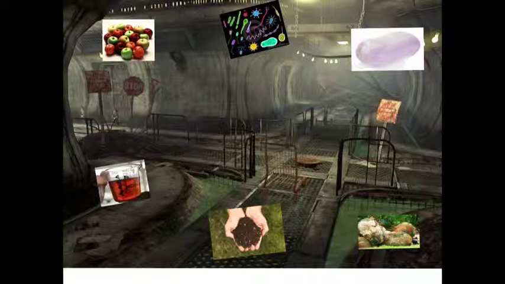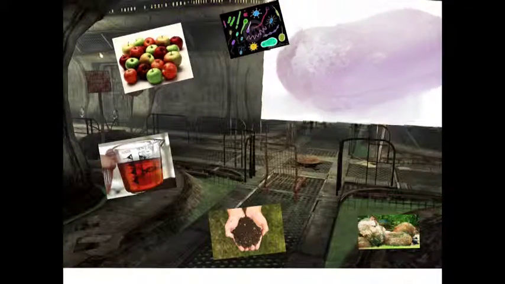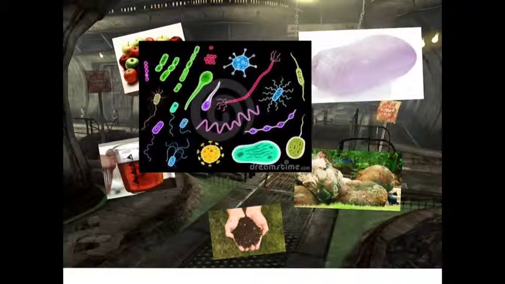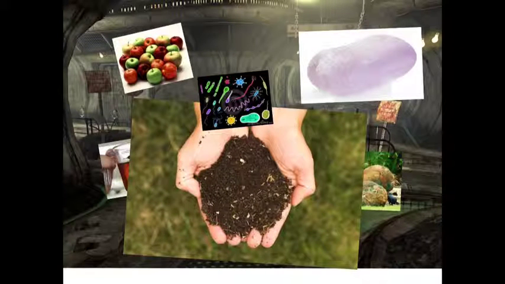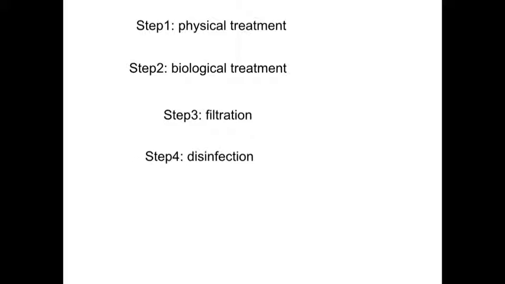The materials that can be found in sewers are food particles, oils, soap, human waste, and other organic materials. Bacteria and viruses are common to be found too. There are 4 steps to treating sewage, otherwise known as wastewater. Step 1, physical treatment. Step 2, biological treatment. Step 3, filtration. Step 4, disinfection. These 4 steps often make water cleaner than some of the tap water we drink.